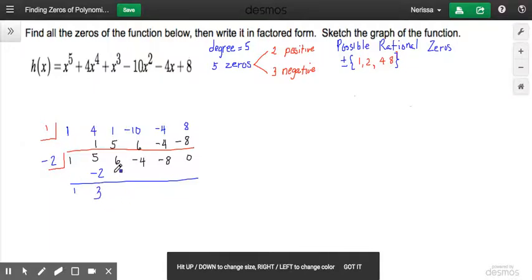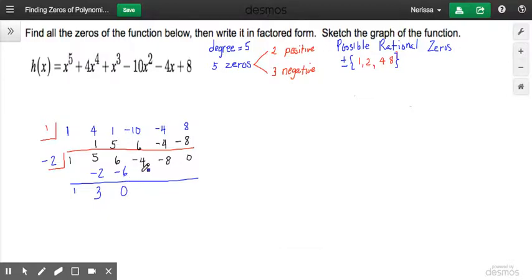3 times negative 2 is negative 6. 6 minus 6 is 0. 0 times negative 2 is 0. This is negative 4. Negative 4 times negative 2 is positive 8. And we found another 0. So we have 2 zeros so far.